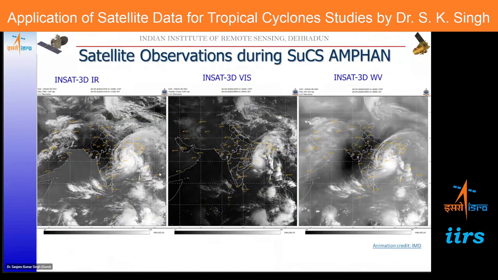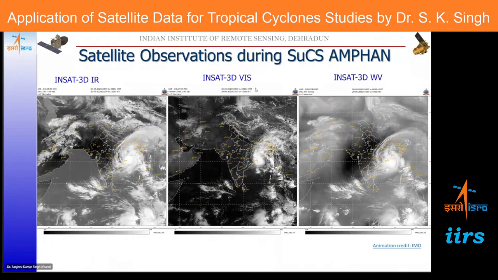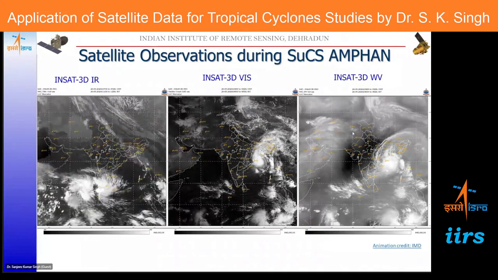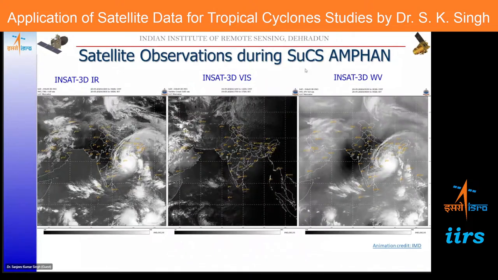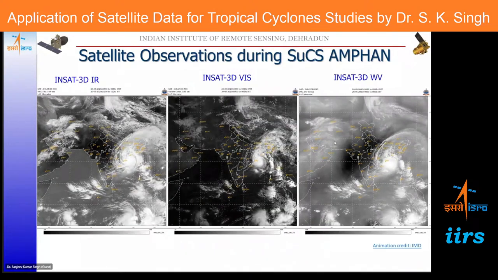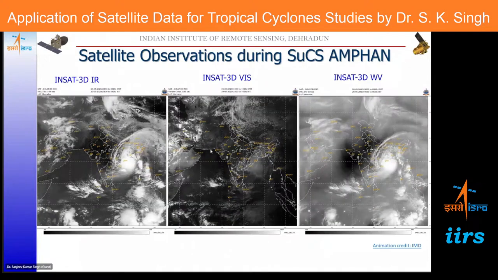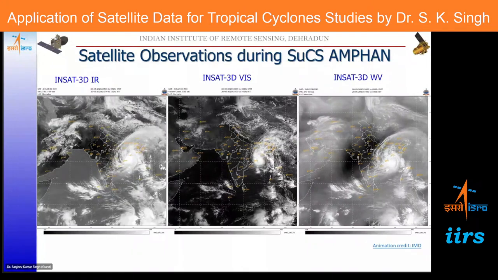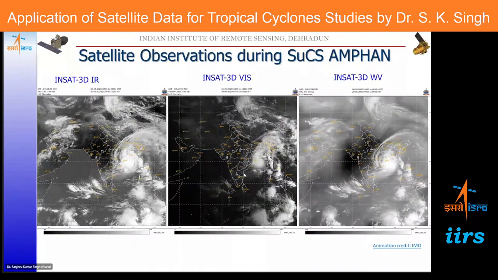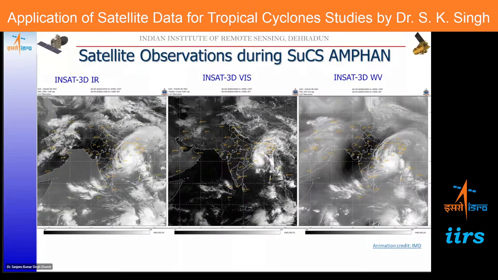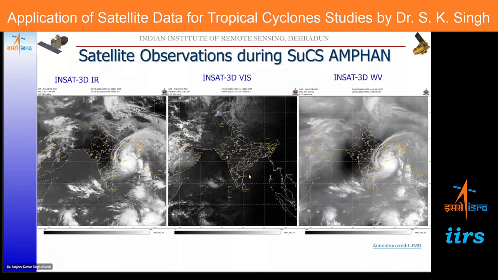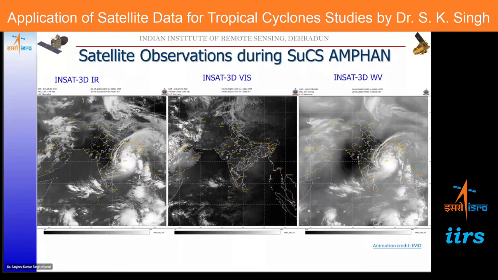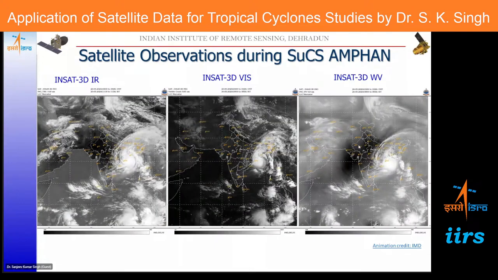So you can see this animation. This is the IR, the mid panel shows the visible, and the right panel shows the water vapor imagery for the Amphan cyclone, because Amphan was one of the super cyclones, formed in 2020 and affecting West Bengal. You can see that the visible channel information is not available during the night time. However, the IR and water vapor channels continuously provide information on the tropical cyclone.